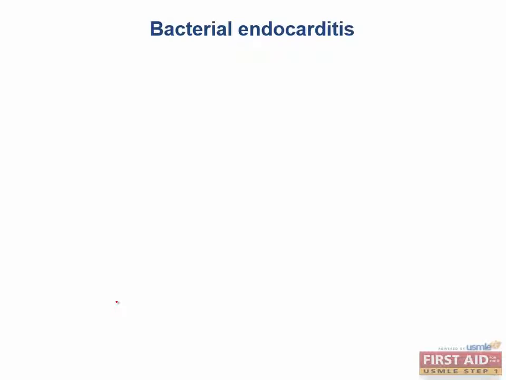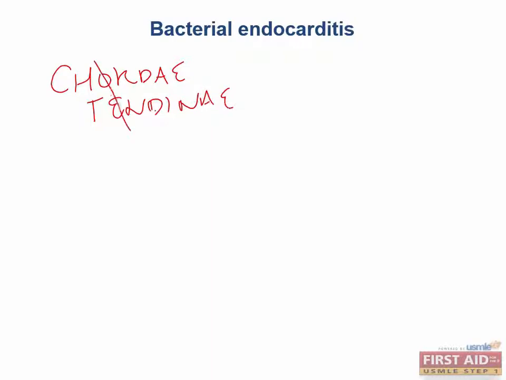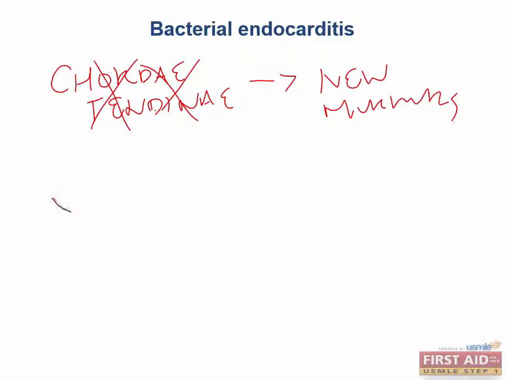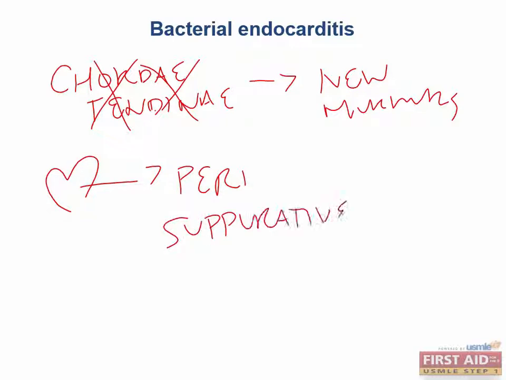Well, the bacteria can cause inflammation of the chordae tendineae, and rupture of the chordae tendineae can lead to new onset murmurs. So we can rupture these, and now we have new murmurs. The bacteria can extend from within the myocardium into the pericardium. This causes an infection in the pericardial sac, which we call suppurative pericarditis.